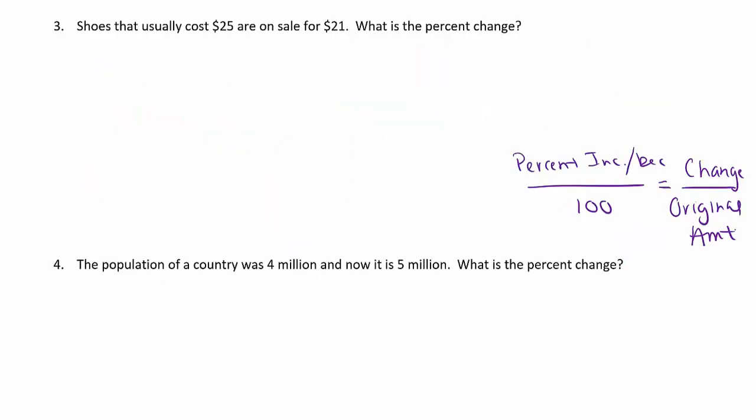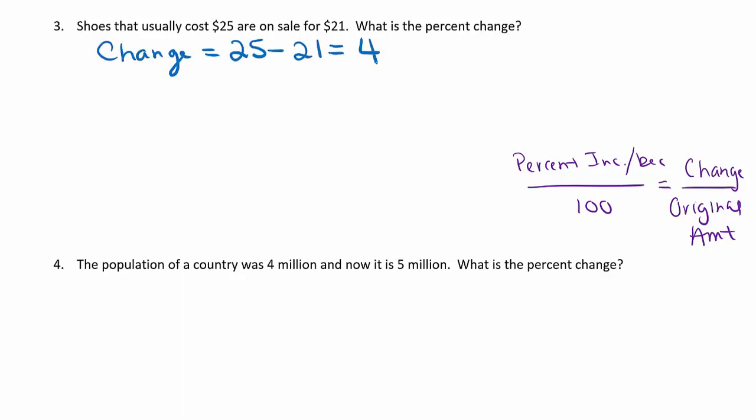Now, if you want to find a percent increase or decrease, if you want to actually find that percentage, you still set up your proportion, but now your part is actually going to be the change in value, and the total is always going to be the original amount. So let's see how that works with an example. Shoes that cost $25 are on sale for $21. What is the percent change?